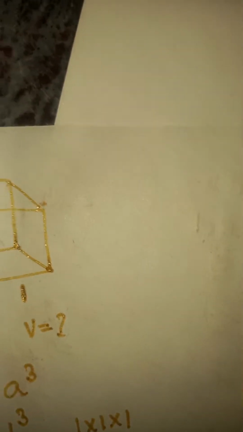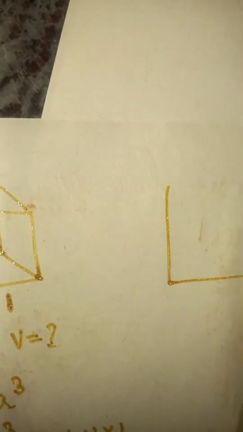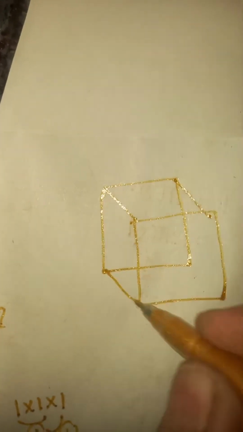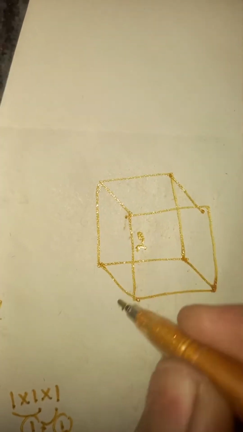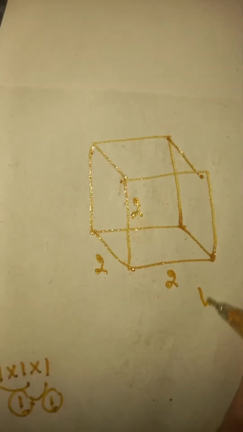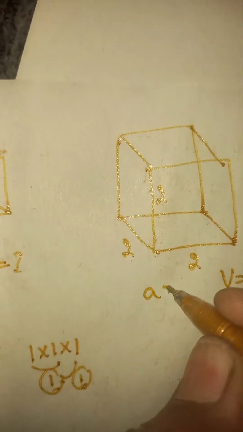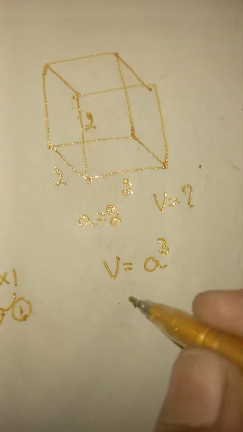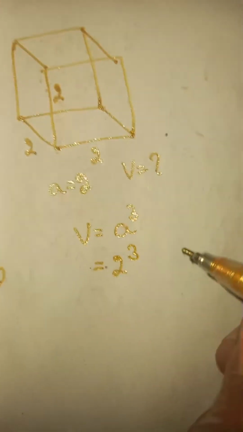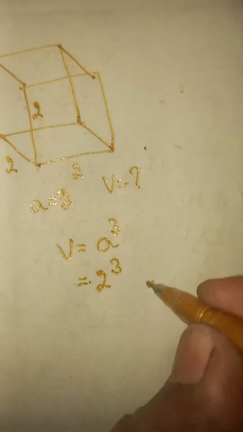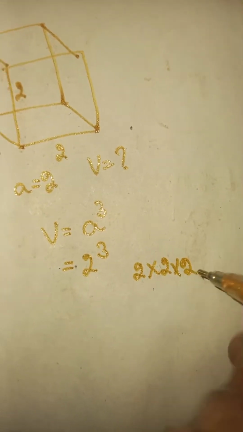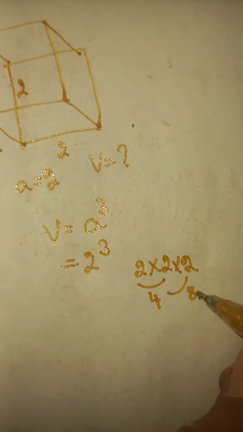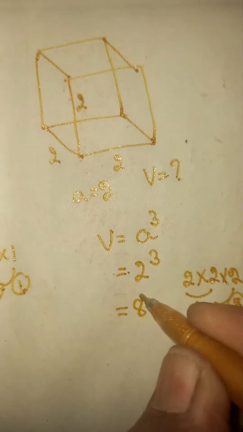Let's take another cube, and in this cube they have given the side length of the cube as 2 units. When the side length is 2 units, you need to find the volume of the cube. Therefore, you can find the volume as a cube, that is 2 cube. You can write 2 cube as 2 times 2 times 2. 2 times 2 is 4, 4 times 2 is 8, so it is 8 cubic units.